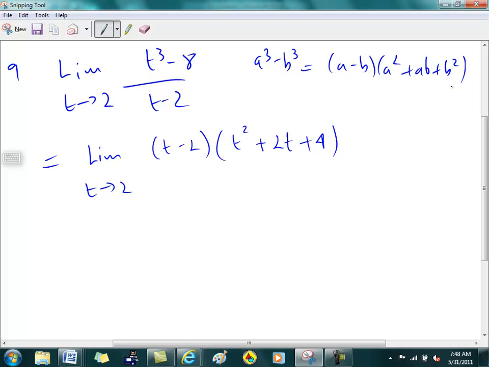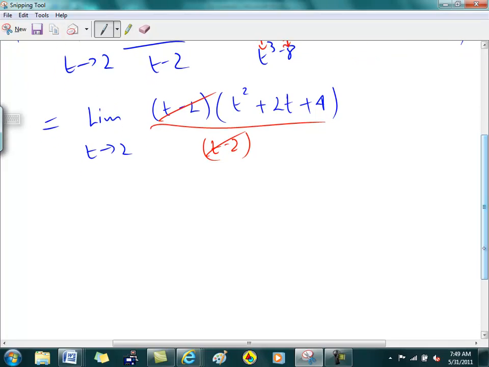So if you compare this to what I have, t cubed minus 8, I'm going to say a is t and b is 2. If I make the connection between these two guys, because 2 cubed is 8. And then I've got this all over t minus 2. I cancel, and then I just plug and chug.